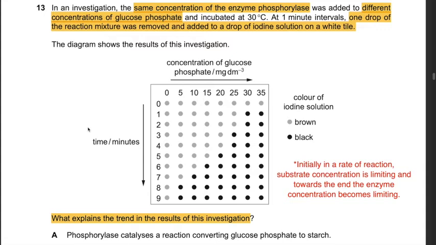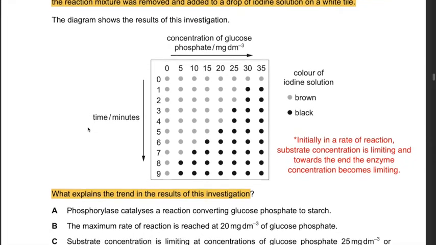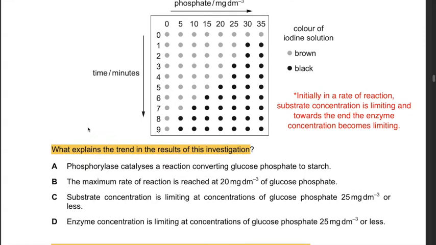In a rate of reaction, initially the substrate concentration is limiting, and towards the end, the enzyme concentration becomes limiting. If we go through the answers A, B, C and D, A. Phosphorylase catalyzes a reaction converting glucose phosphate to starch. Yes, that statement is true, but that doesn't explain the trend based on the results of this investigation. Hence, answer A is incorrect. B. The maximum rate of reaction is reached at 20 mg per dm cube of glucose phosphate. That is incorrect, as maximum rate of reaction is reached at 30 to 35 mg per dm cube.